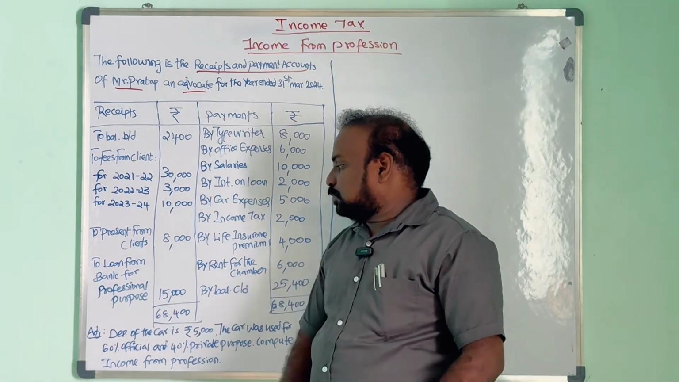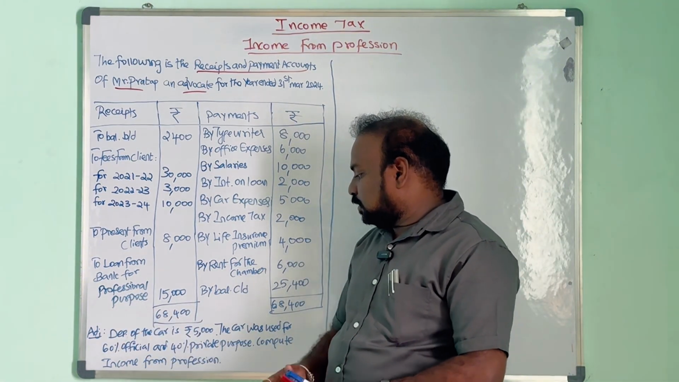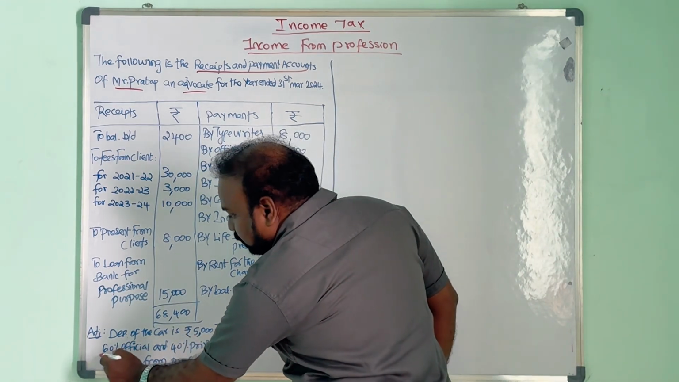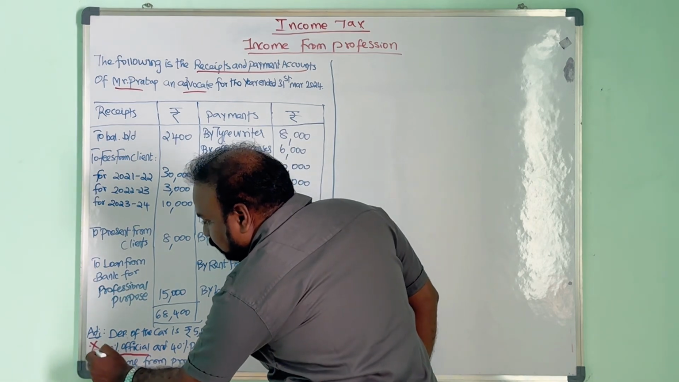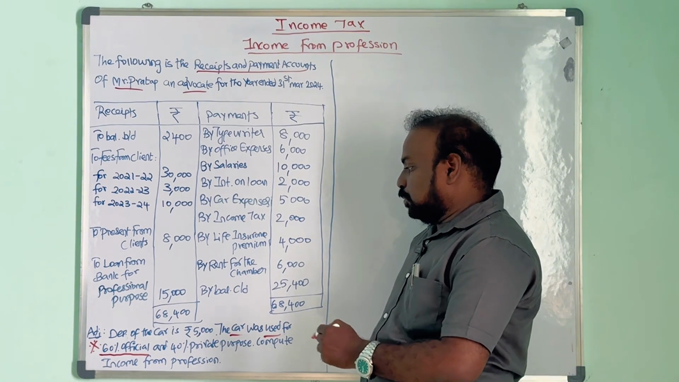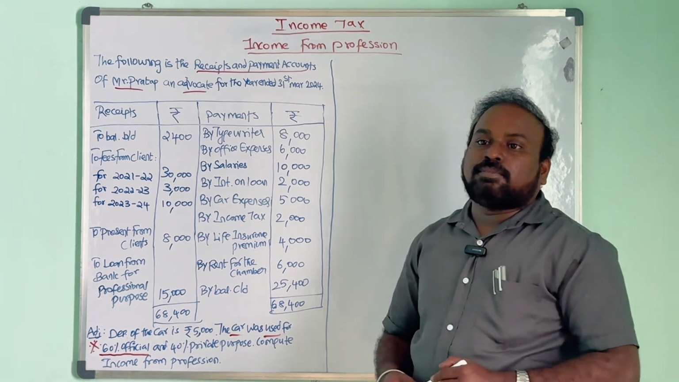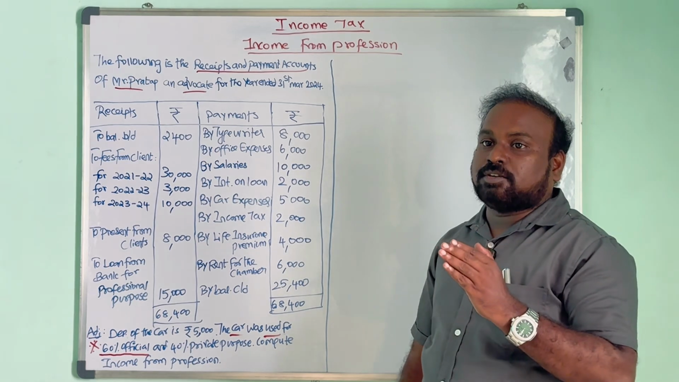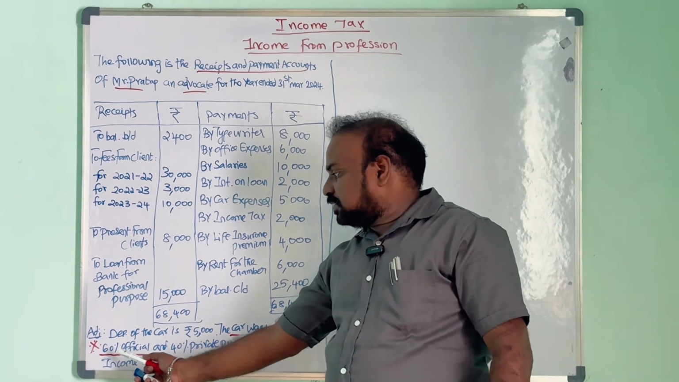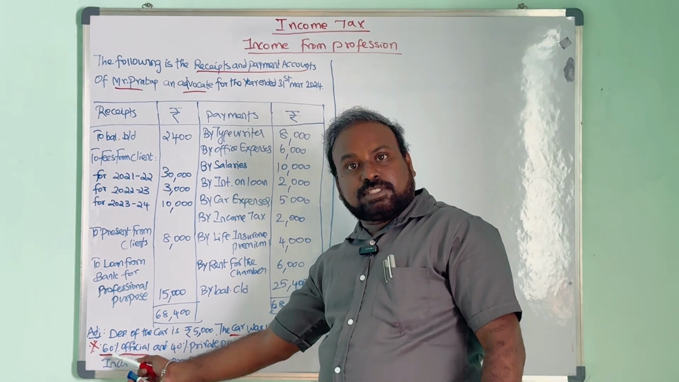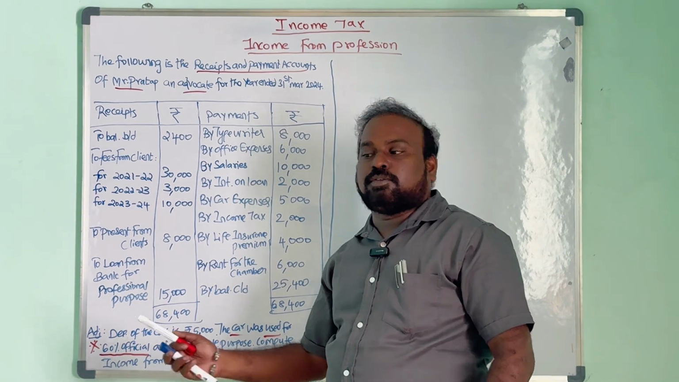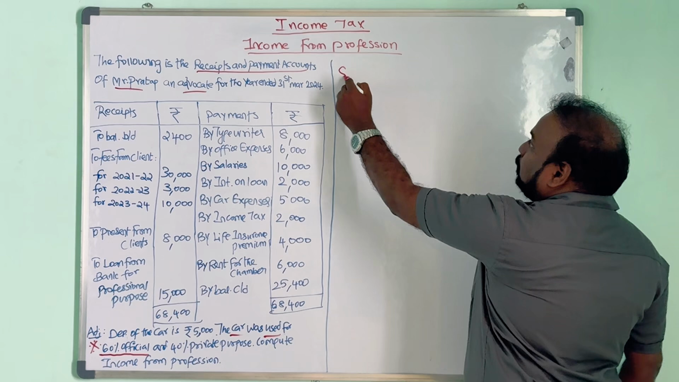Now come to the adjustment. Depreciation for the car is 5,000. The car was used 60% only for official purpose, remaining 40% for private purpose. Compute income from profession. Remember that any expenditure related to car should be considered only 60%, because we used only 60% of the car for official purpose, and the remaining 40% is for private purpose, so that should be ignored. We go with the solution.